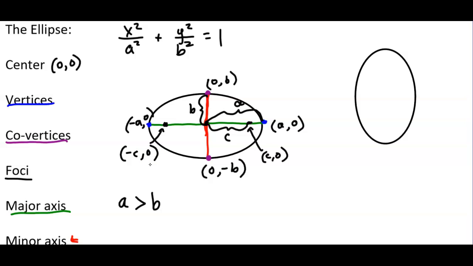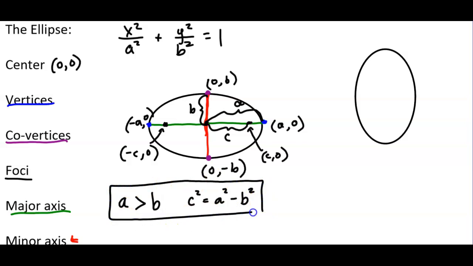Now the relationship between a, b, and c is this: c squared is equal to a squared minus b squared. So you want to remember this part. The other stuff that I've written out there is all applying to an ellipse elongated along the x-axis, a pancake ellipse, if you will.